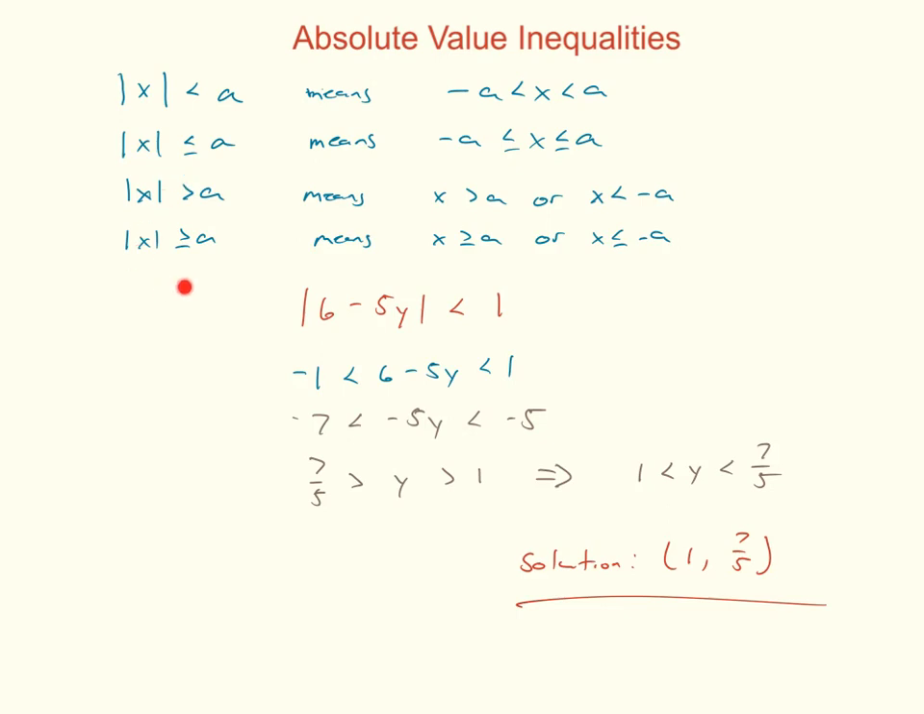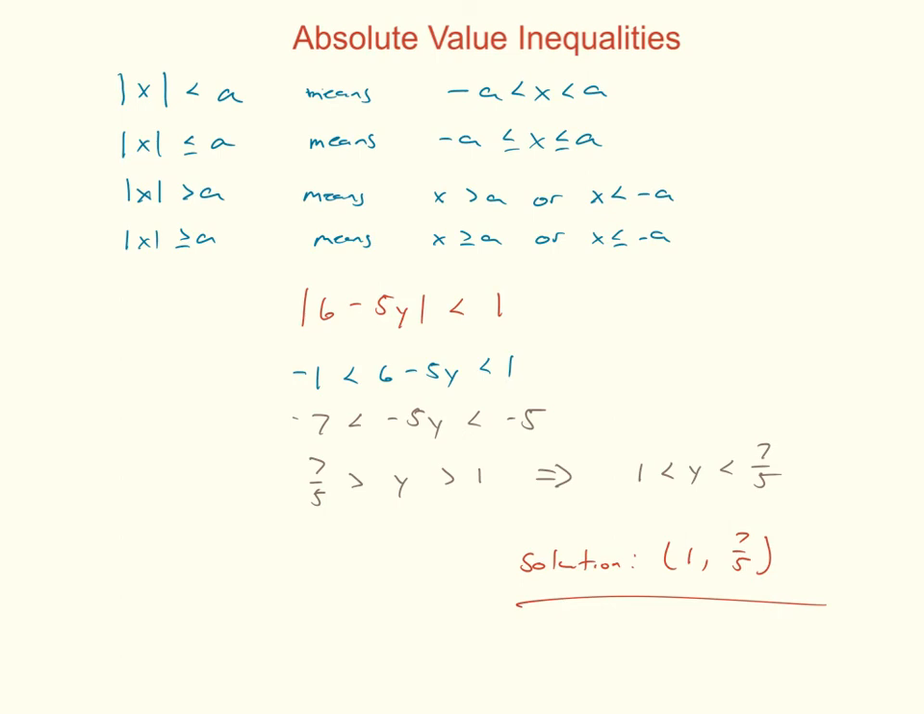When I use a greater than or equal to, that means we're looking at what's called an or statement, because the solutions are going to be bigger than one number or smaller than another number. So in this case, the absolute value of x is greater than a means x is greater than a, or x is less than the opposite of a. And the same thing with greater than or equal to. Let's take a look at an example here.